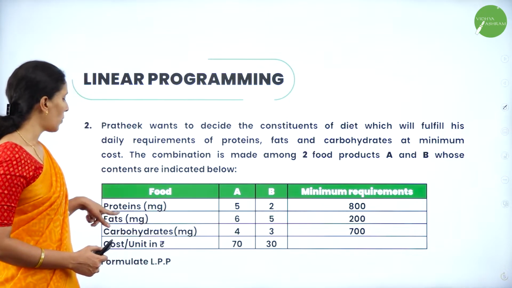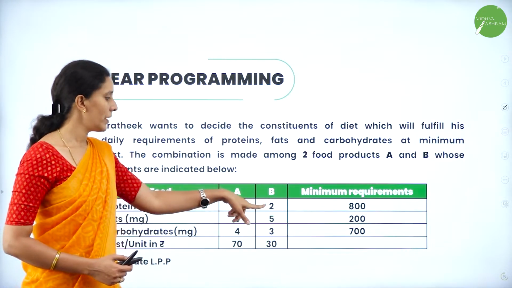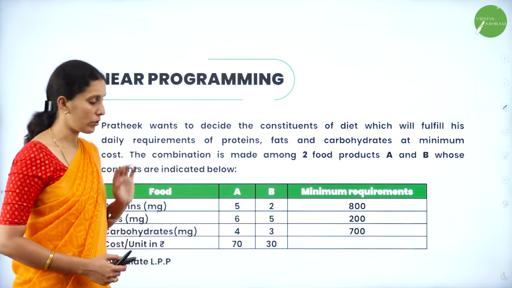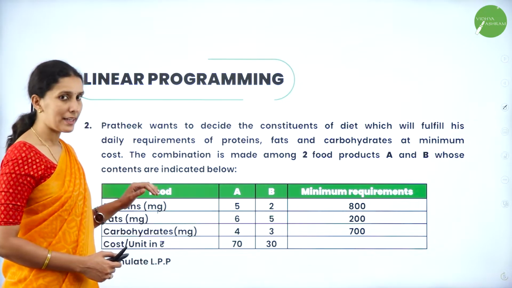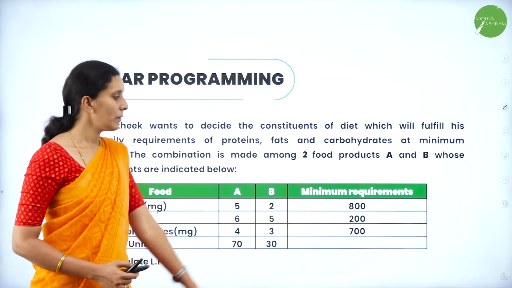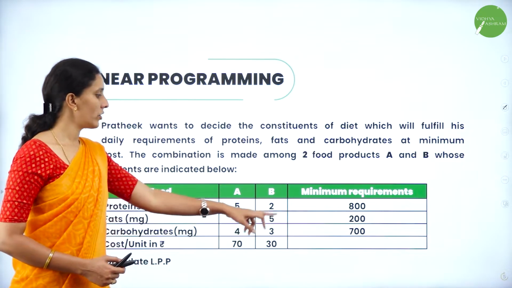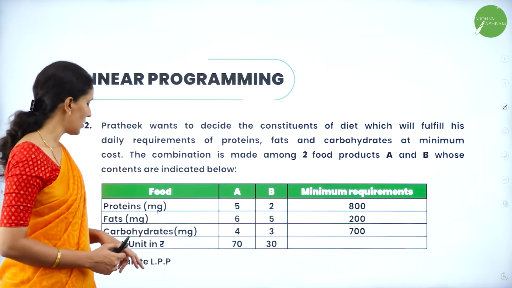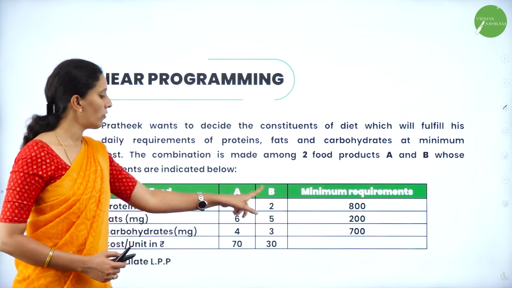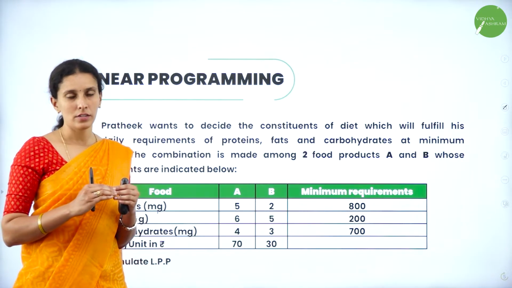So the proteins in terms of milligrams for food A is 5, for food B is 2, but the minimum requirement is 18 milligrams of protein. Fats are 6 and 5 for food A, B, and the minimum requirement is 200 milligrams. Carbohydrates are 5, 3 and it is 700 milligrams. Cost per unit of food A is 70 rupees. Cost per unit of food B is 30 rupees. Here we have to minimize the cost.